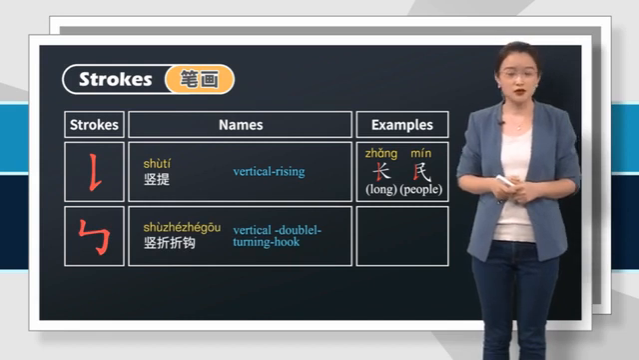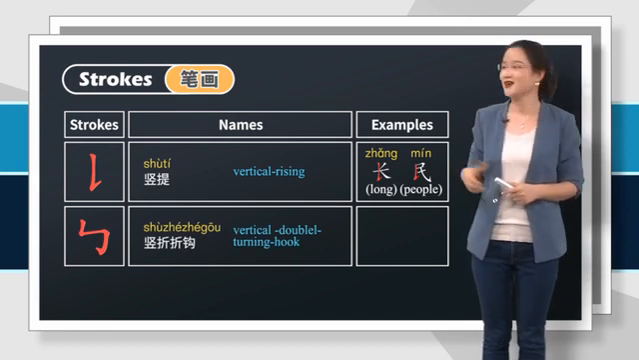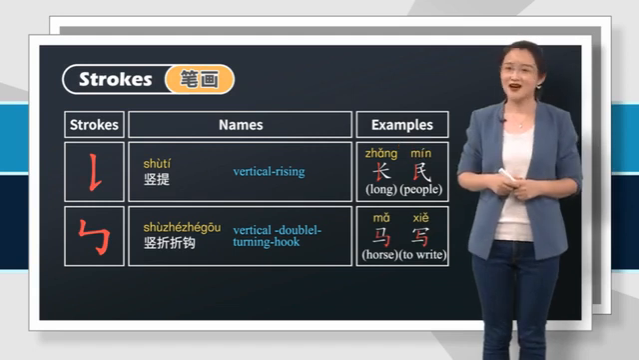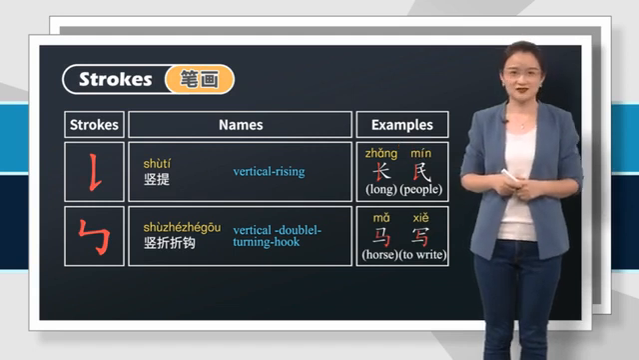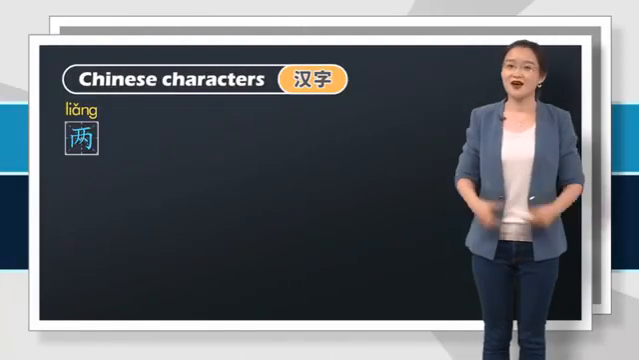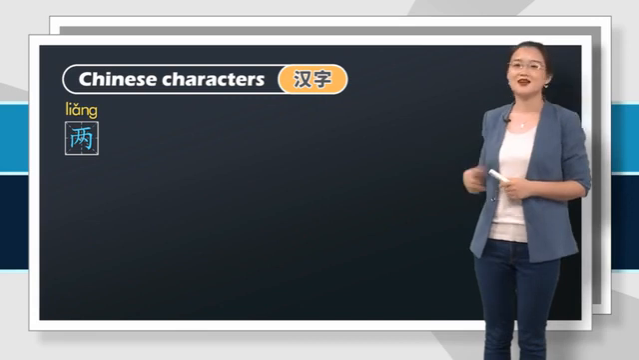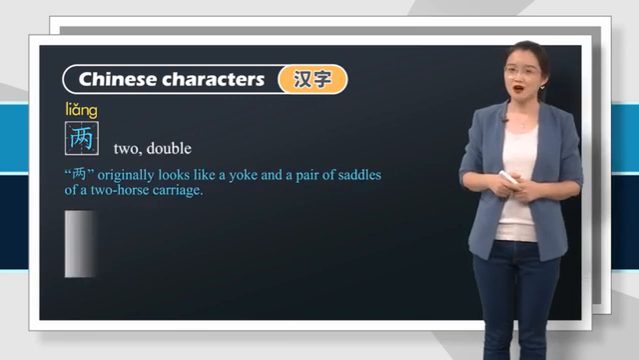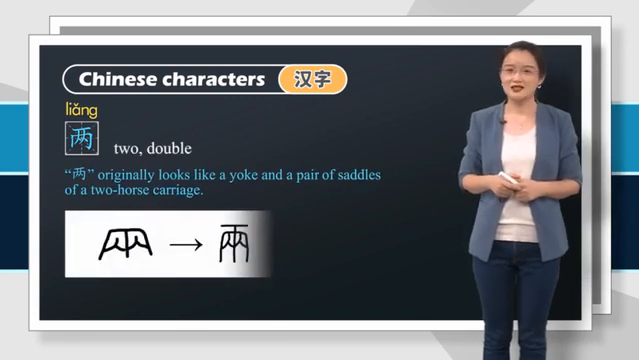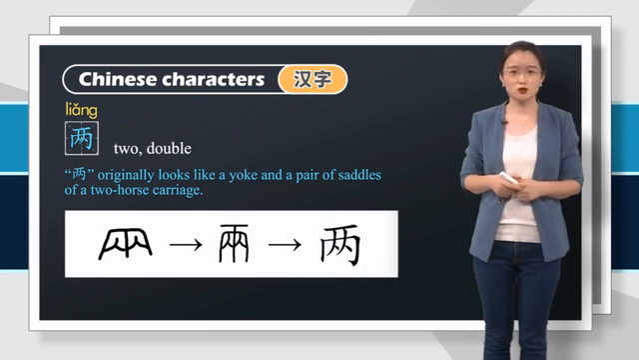In what characters you can find this stroke? Yes, 马 and 写 have it. Okay, now let's focus on some single component characters. The first one is 两. 两 originally looks like a yoke and a pair of saddles of a 2-horse carriage. It means 2 or double.